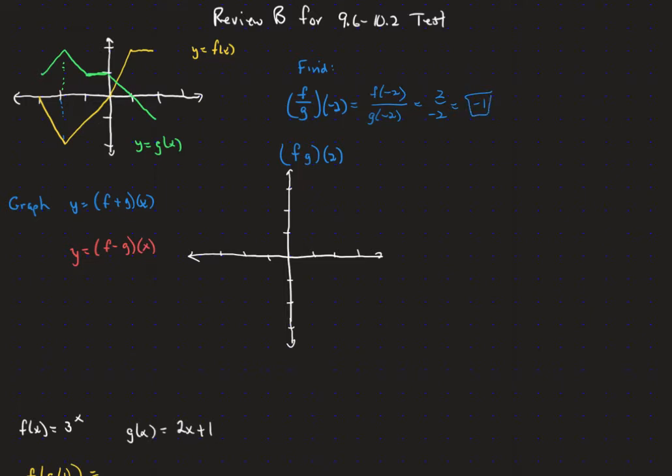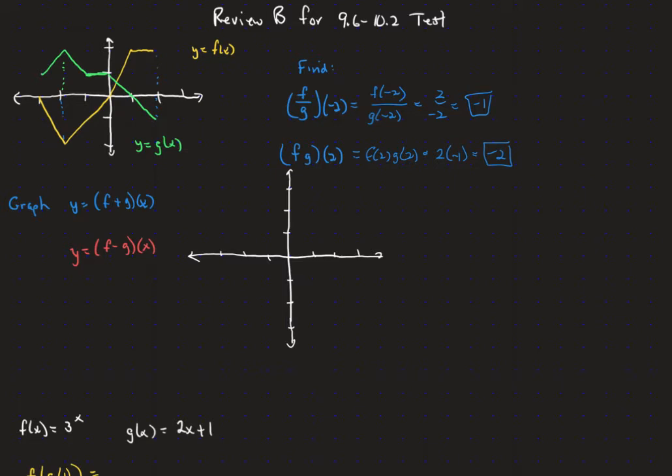f times g of 2 means we're going to take f of 2 times g of 2. So f of 2 is going to be the y value there, which looks like 2, and g of 2 is going to be the y value there, which looks like negative 1, and so that is going to be a negative 2. Okay, now we're going to try to graph f plus g of x.